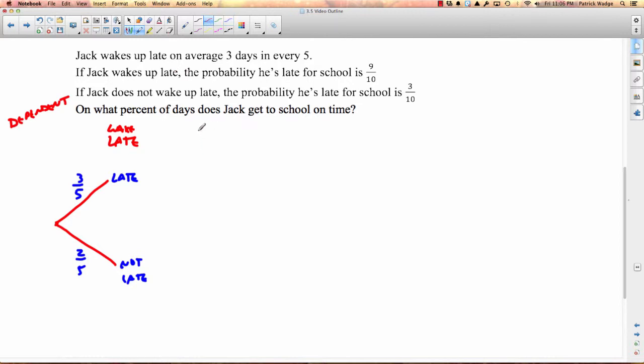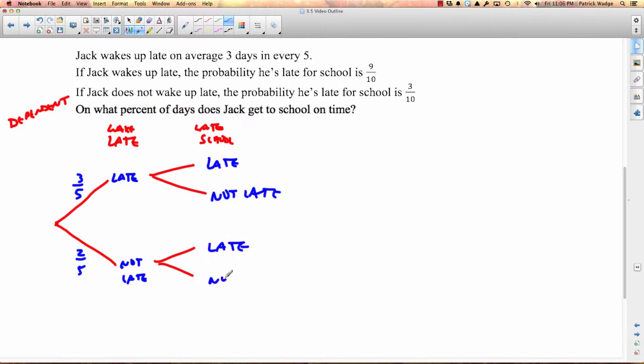The next thing we have to look at is late for school. Late school. And again, there's two things in each case. He could be late for school, not late for school. He could be late for school, not late for school. Now this is dependent, so you have to look back at this. If he woke up late, so that's up here, the probability he's late for school is 9 out of 10. So what's the probability he's not late? 1 out of 10. Has to add up to 10 out of 10, right? Has to add up to 1. So 9 out of 10, 1 out of 10.